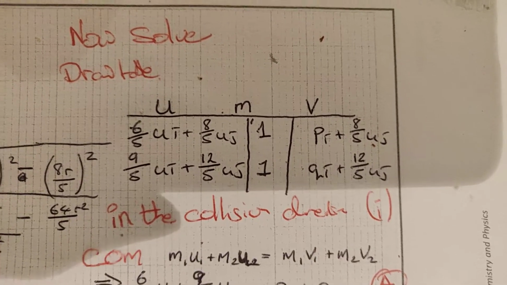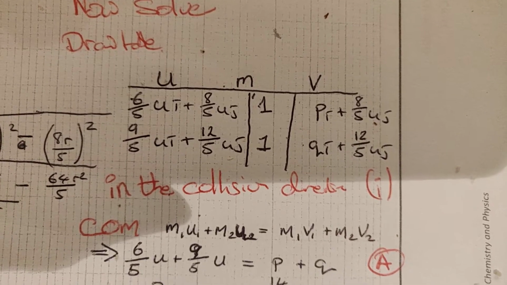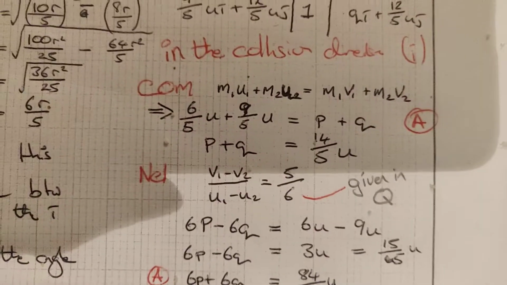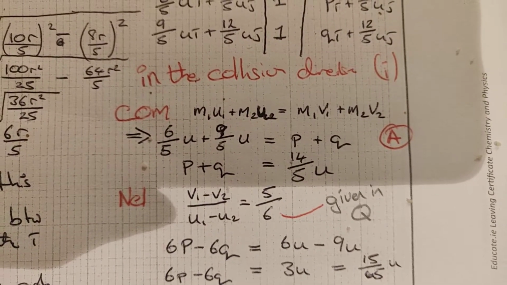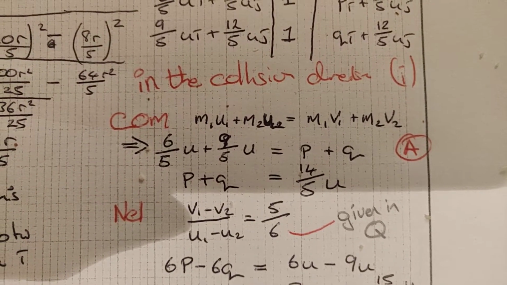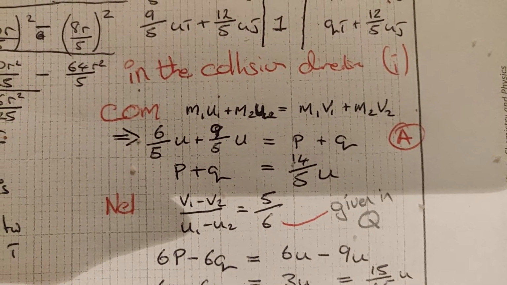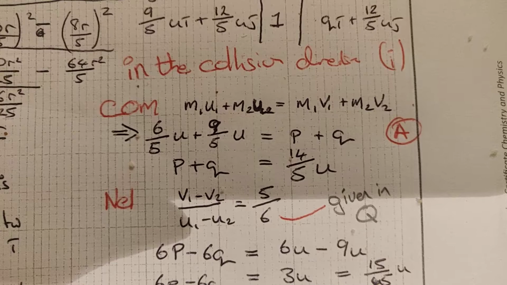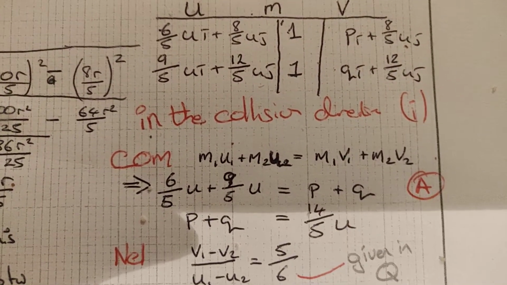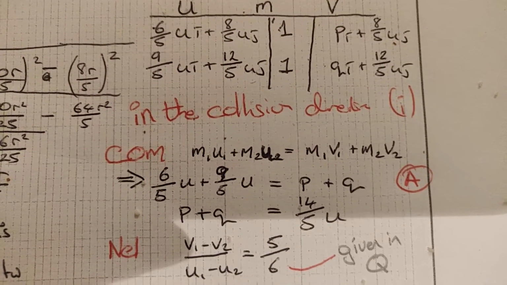I think I've made an error in this somewhere, and I'm not too worried because I do solve it, and I'm going to pick up most of the marks. Whenever we're doing these equations, we have to do the conservation of momentum. That formula is written there at the top. I made m to be 1 because they're the same, and so I get 6/5 of u plus 9/5 of u is equal to p plus q. This is in the i direction, so all the i's before add up to all the i's afterwards.